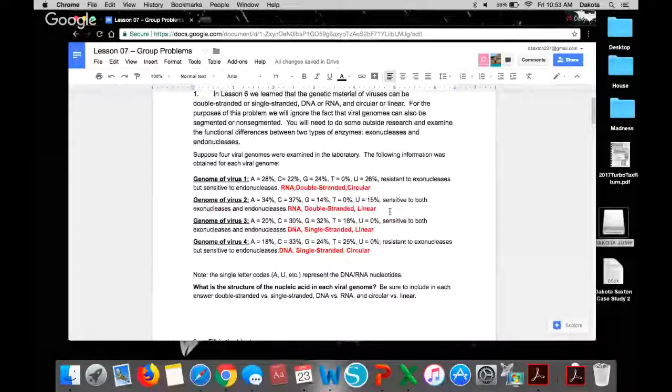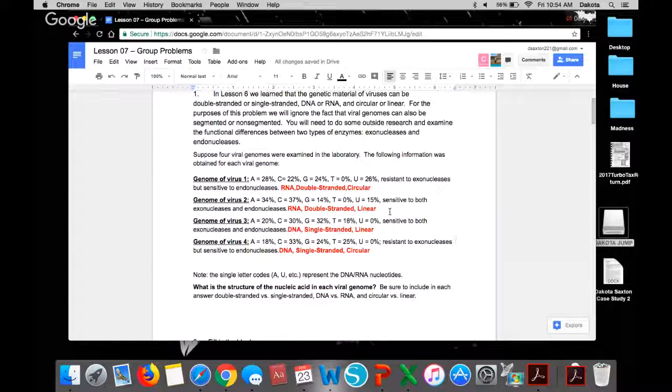Okay, so for number one, this is from We Understand. We came up with RNA for the first two because they contain uracil. So there's RNA, double-stranded, and it's circular because it is resistant to the exonucleases but sensitive to the endonucleases. The same with 3 and 4.